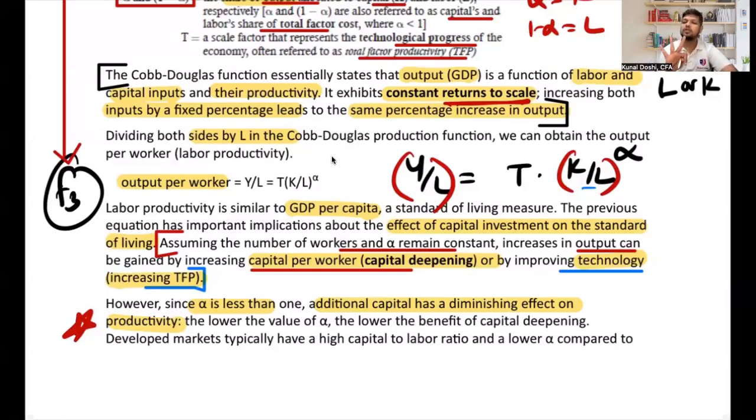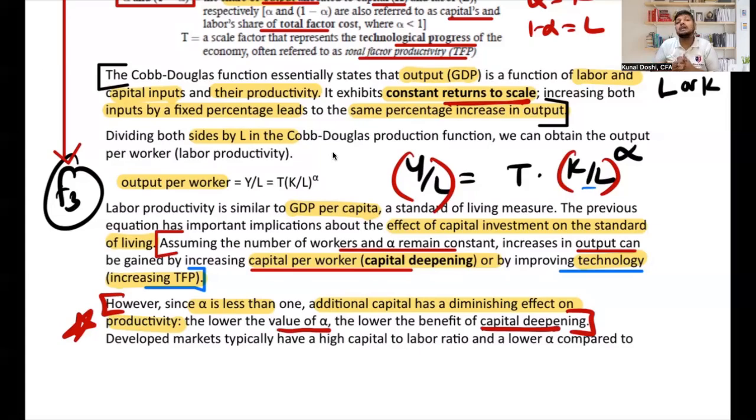So out of the three components, labor, you cannot keep on increasing the labor. That's dependent on fertility rates or immigration policy. We'll discuss that. Capital has a diminishing effect. The more and more capital you put will not forever give you high returns of GDP. They have diminishing returns. The lower the value of alpha, the lower the benefit of capital deepening. Meaning if the proportion of capital in your GDP is less, then you will not get the benefit of capital deepening.